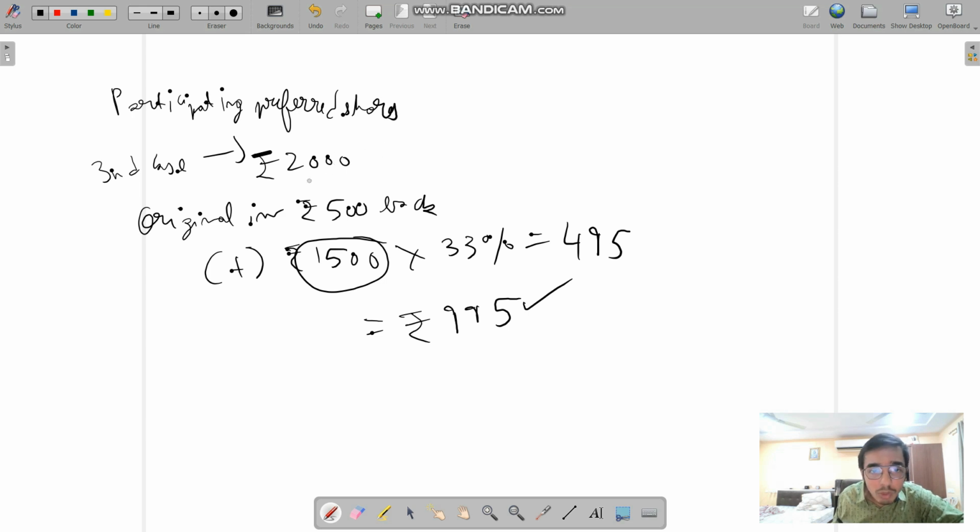In the previous example, when they had converted their preferred shares into equity shares, we had multiplied 2000 into 33% directly. But in case of participating preferred shares, they hold their power of getting the original investment back before the equity shareholders, as well as whatever remaining amount is left. Out of that, they'll be participating as well. So their stake is 33%. So 1500 into 33%, 495. So the total amount they'll be getting in this case is rupees 995. So this is all about participating preferred shares. Now let's get on to the next topic.